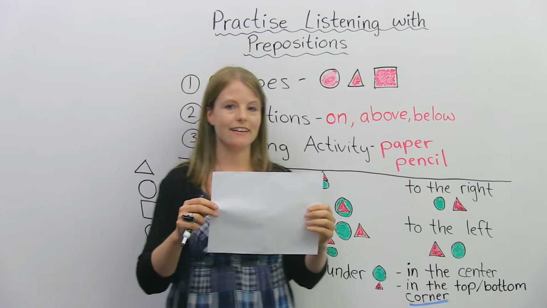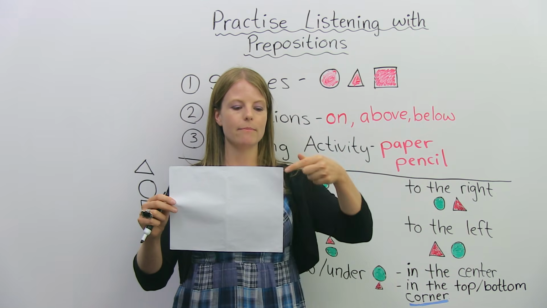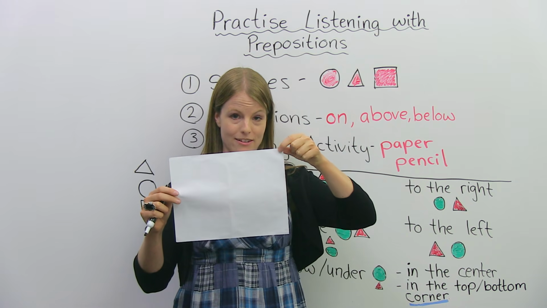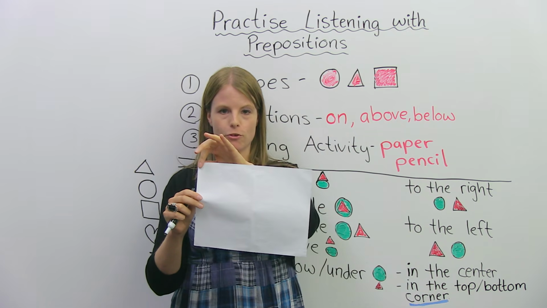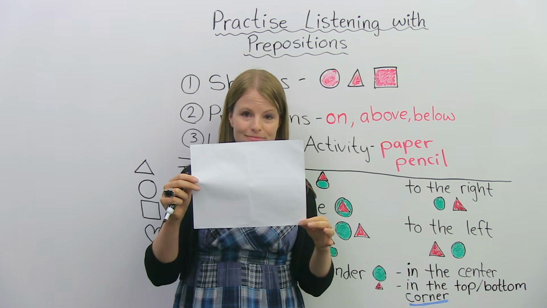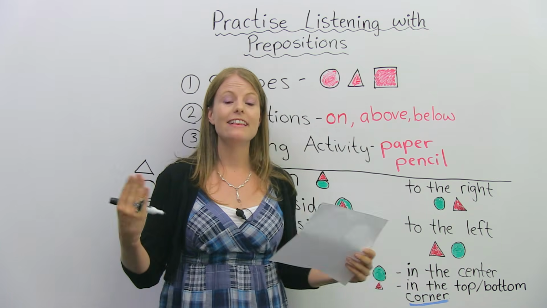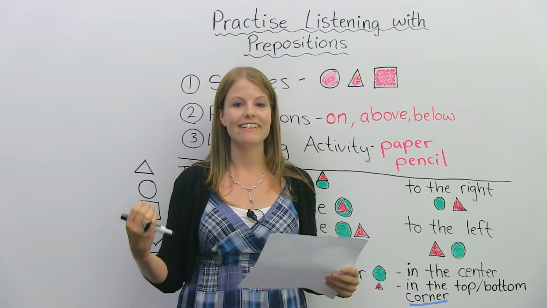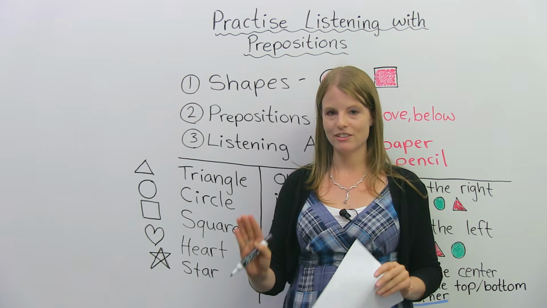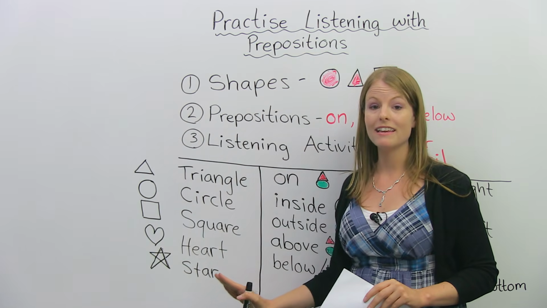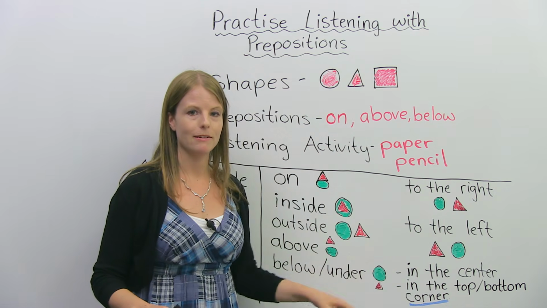So what I can say is, if I ask you to draw something, I might tell you to draw something in the top corner, which might be here. Maybe I'll say the top right corner, the top left corner, the bottom right corner, and the bottom left corner. Okay, so these are the expressions we will be using in today's listening activity. So again, take a moment to really get to know the shapes, because you will be listening for them in a second, as well as the prepositions.